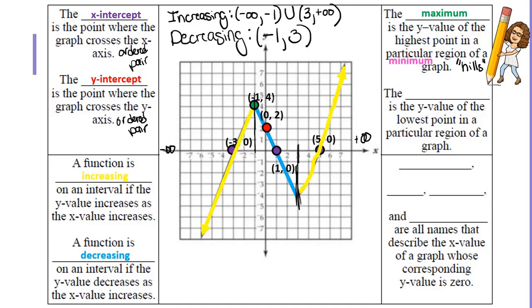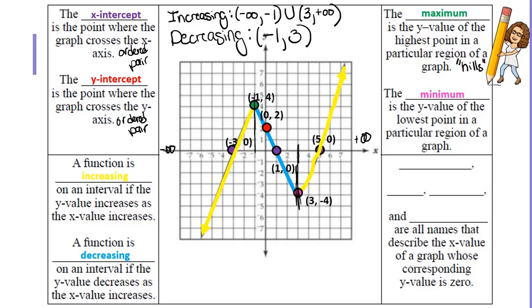The minimum is the Y value of the lowest point on the graph. In this case, my minimum is at (3, -4). Y being -4, the X value, the domain value, is at 3.